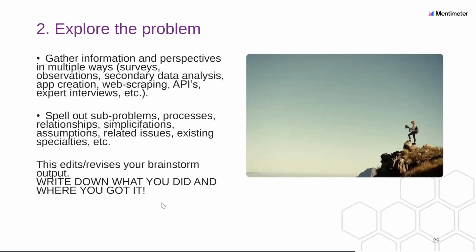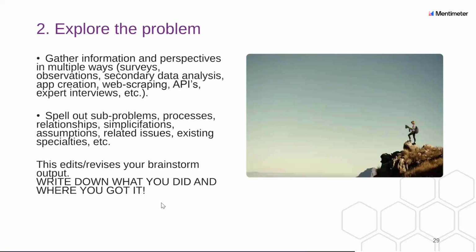Okay, the next is to explore the problem. You've identified the problem, now you're going to explore it. So you're going to gather information and perspectives about that problem in multiple ways. That might be surveys, either primary research where you design a survey, or reading through secondary data that someone else has designed on the same topic. It might be observations, or analyzing huge sets of secondary data that maybe don't relate exactly to the problem, but close to it. Might be creating an app so that you can get people to log data, share their walking data or something like that, if you're trying to see how people actually move around.